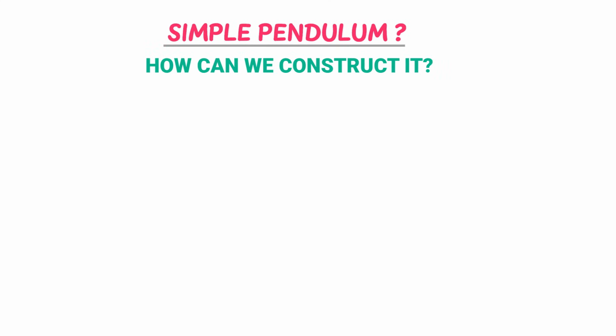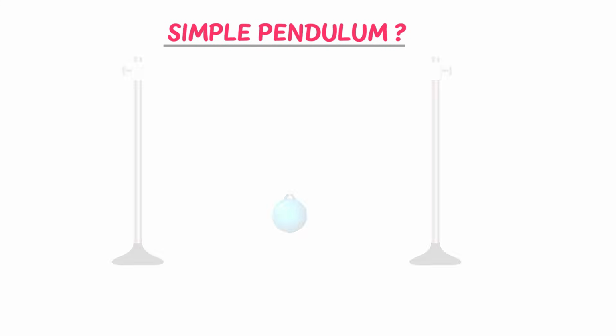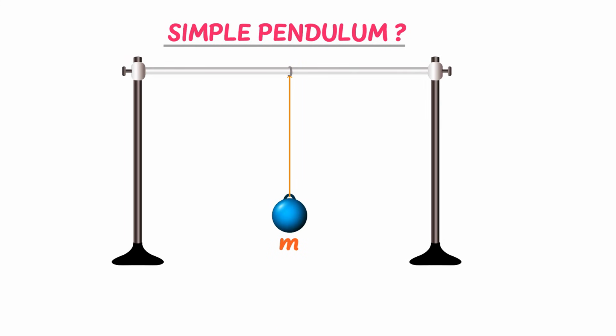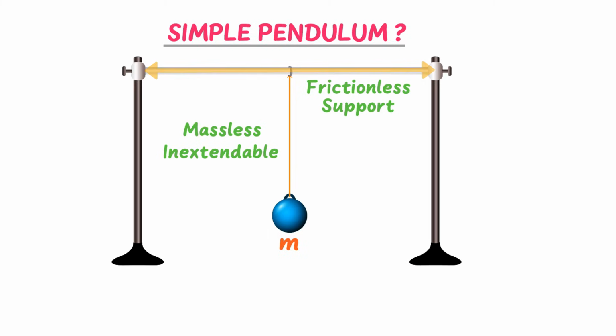Firstly, let me teach you what a simple pendulum is and how we can construct it. Consider a point mass m suspended by a string. Here we assume that this string is massless and inextensible. The string is supported by a frictionless support, meaning there is no friction between the string and the support. This whole system is called a simple pendulum.